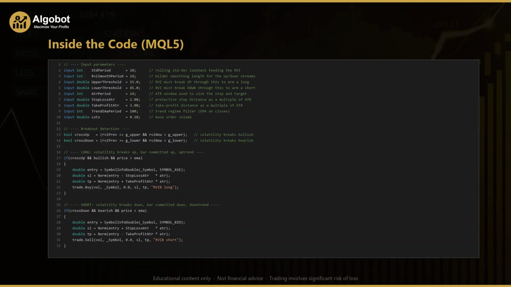The condition reads, if cross-up and the bar is bullish and price is above the EMA. When all three are true, the code reads the current ask price, sets the stop-loss 2 ATR below entry, sets the take-profit 3 ATR above entry, and calls trade.buy with a normalized volume. Every value is rounded to the symbol's digits, so the broker accepts it cleanly.